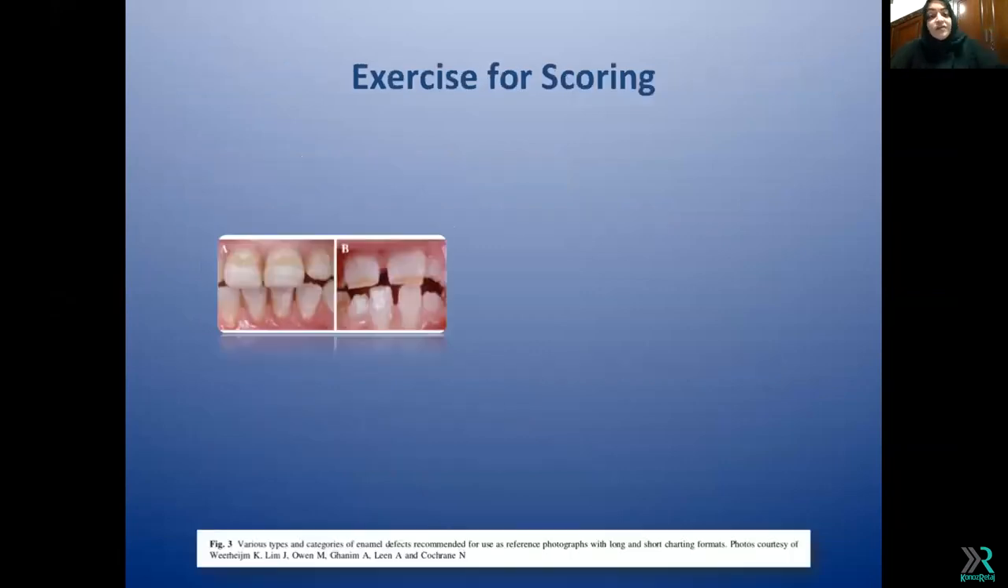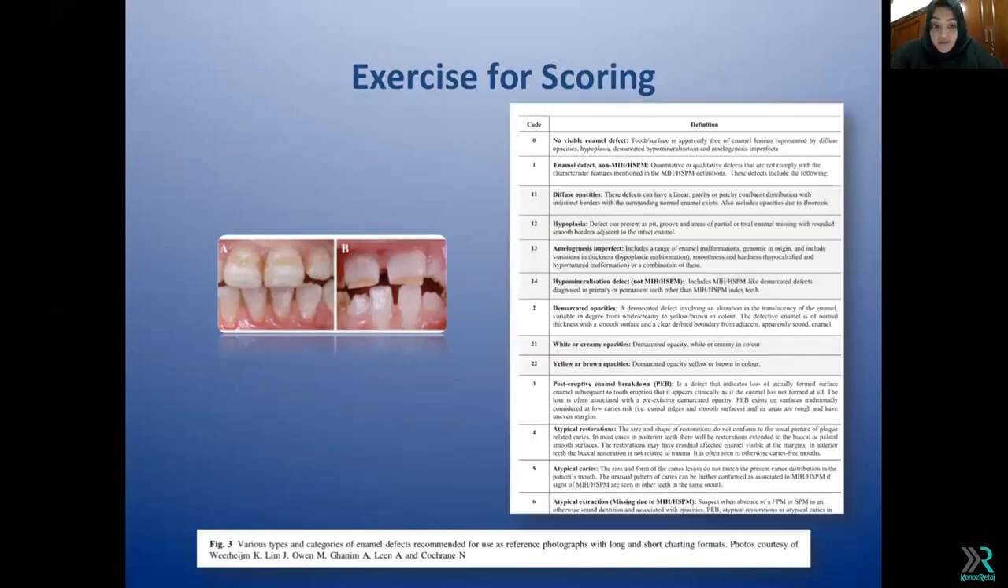This is an exercise for scoring. Picture number one, if we want to score it, we have an enamel defect. It's diffuse, affecting all the teeth. So we have an enamel defect, but it's not MIH, it's not a well-demarcated opacity. So it is 1 for the short form. For the long form, we further categorize it as 1-1. And we don't need to score the lesion extent or the eruption status since it's not MIH.